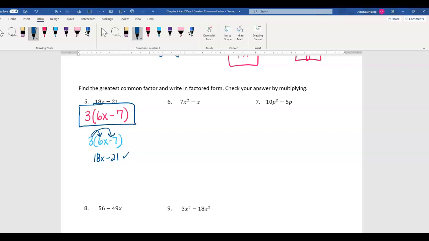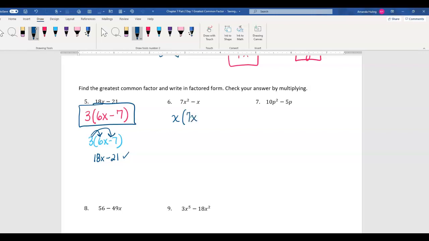So we're going to do the same thing for number 6. 7 and 1 are my coefficients. I can take out a 1. That's fine. But my largest GCF, or my greatest common factor, is just x. So I'm going to take out an x. Remember, x times what gives me 7x squared? Well, I need one more x, and I definitely need that 7.